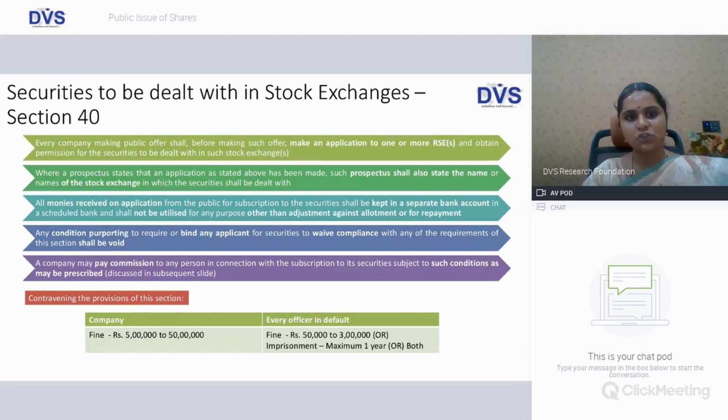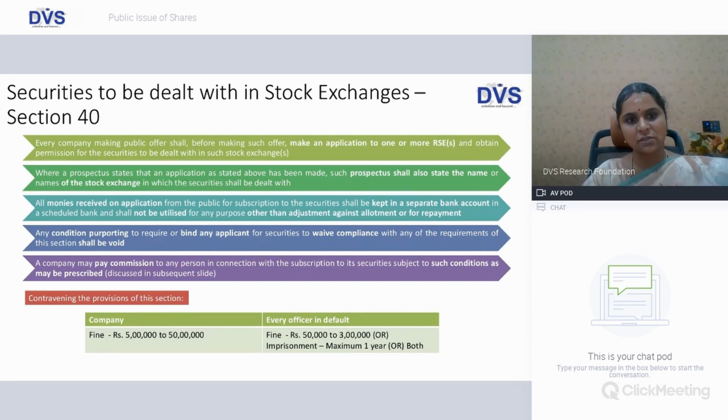And all these securities to be dealt with in stock exchanges are dealt with under section 40. Every company making such public offer shall make an application to one or more regional recognized stock exchanges and obtain permission for the securities to be dealt with. So you may have to file the listing application, and originally they will give in-principle approval, and after complying with the necessary conditions, the final listing approval, and then comes the trading approval, post which only the securities can be traded.